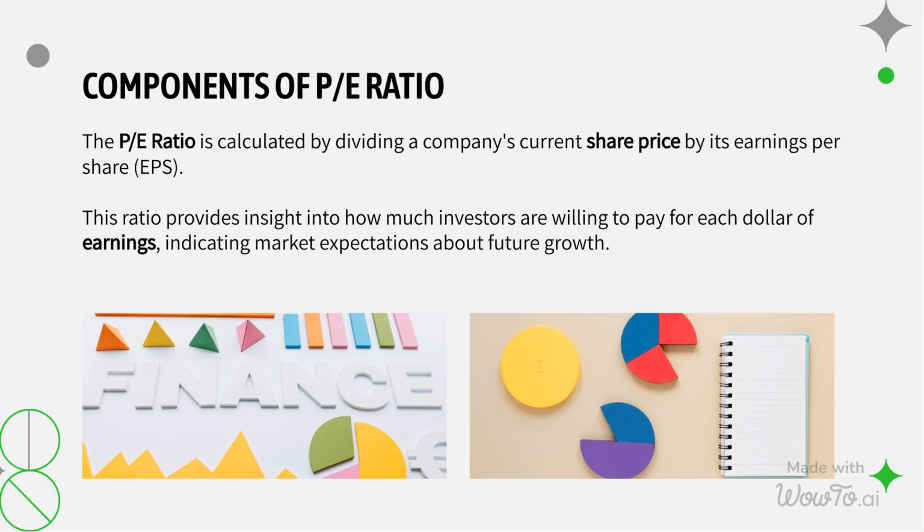The price to earning ratio is calculated by dividing a company's current share price by its earnings per share. This ratio provides insight into how much investors are willing to pay for each rupee of earnings, indicating market expectations about future growth. This ratio gives you a multiple, sometimes referred to as a price multiple or earnings multiple by investors. Let's see the interpretation further.